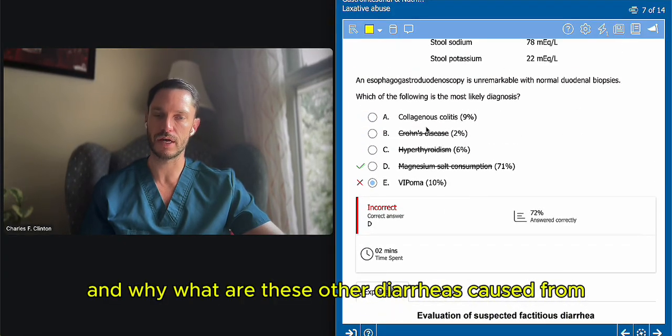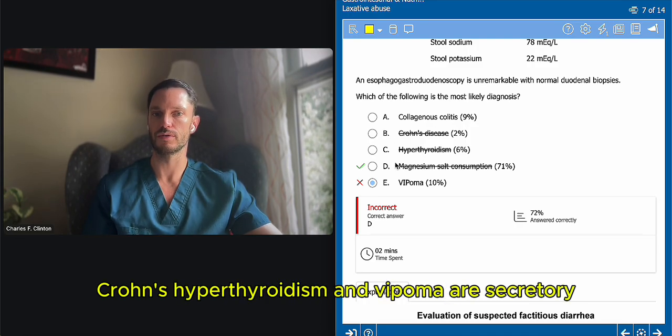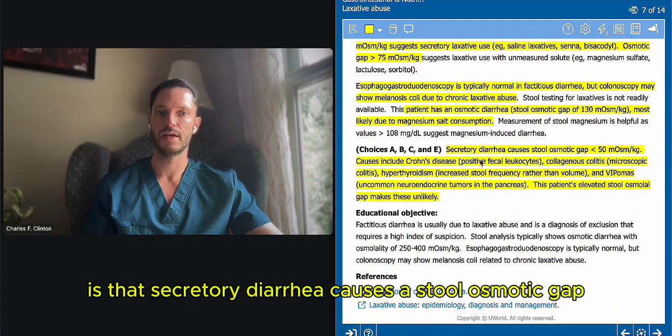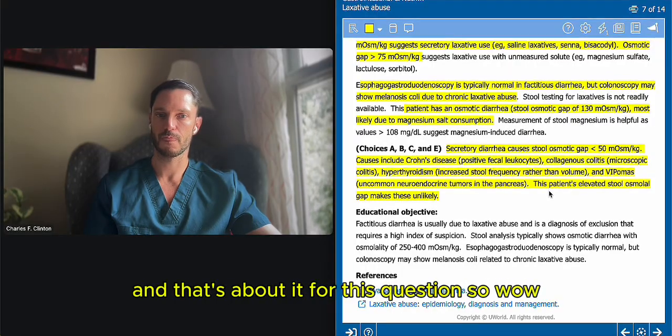And what are these other diarrheas caused by? They are called secretory diarrheas. So all these other options, collagenous colitis, Crohn's, hyperthyroidism, and VIPoma, are secretory. Secretory diarrhea causes a stool osmotic gap of less than 50 milliosmoles per kg. And that's about it for this question.